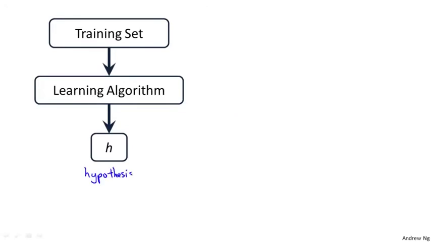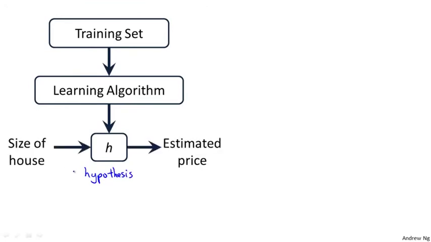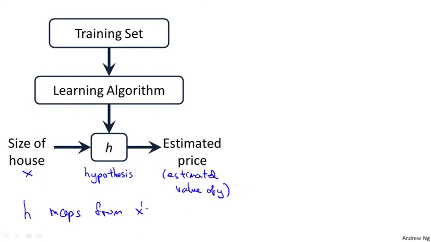And the job of the hypothesis is a function that takes as input the size of a house, like maybe the size of a new house that your friend is trying to sell. So it takes in a new value of x, and it tries to output the estimated value of y for the corresponding house. So h is a function that maps from x's to y's.